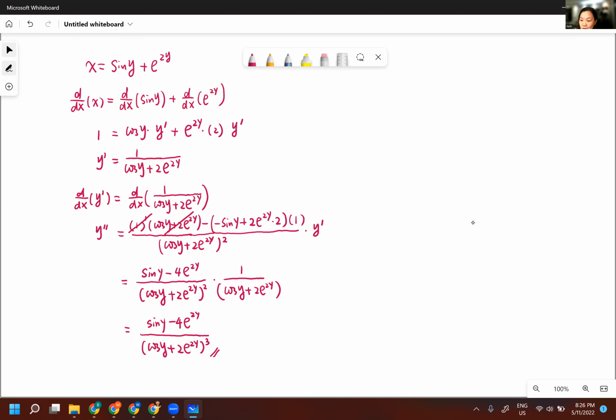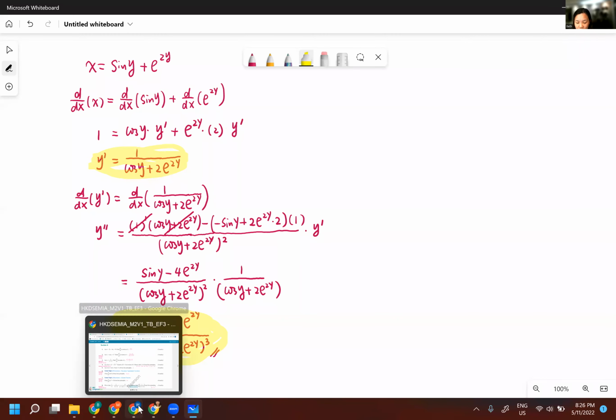Okay, both the first derivative and the second derivative are implicit functions. Okay. Now you will try. I already explained two examples. They look similar, but I cannot guarantee they all look the same. So you will try.